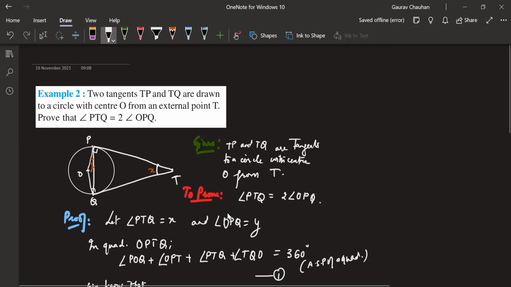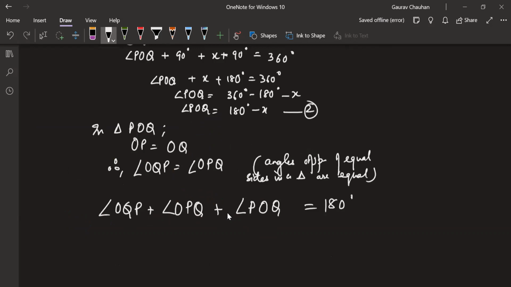Now that will automatically become equal to y also. We've already talked about it, but anyhow, we've already written it's equal to y above. So in the triangle, angle OQP plus angle OPQ plus angle POQ is equal to 180 degrees. Okay, angle sum property.